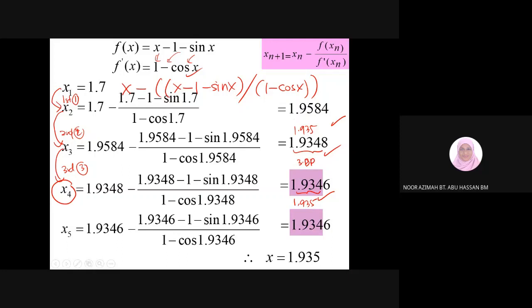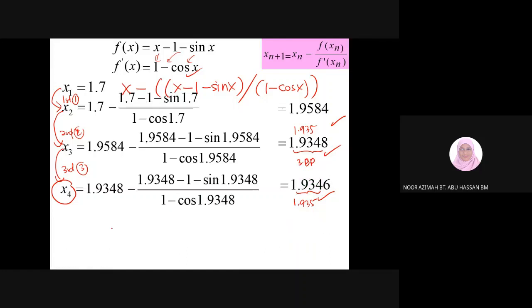Okay, ini coincidentally sebenarnya kalau daripada x3 tadi dah boleh berhenti dah for this question. Okay. So, kalau kita bunda. Okay, for this question, pada x4 dah boleh berhenti dah. So, you should give your answer as 1.935.